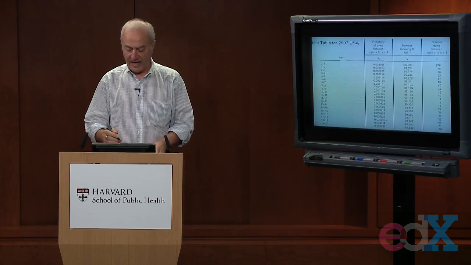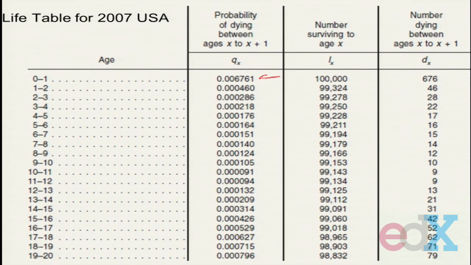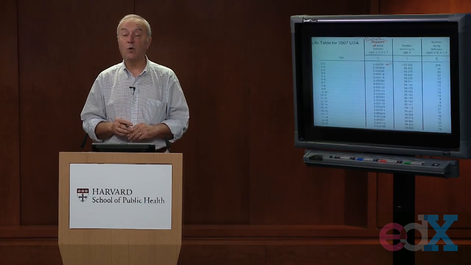Okay? And that is this number here. Now, they've stated it as probability. Forget about probability for the moment, because we'll come to that shortly. Let's just call it proportion. If you call this proportion, you'll see later that proportions and probability are roughly the same thing. So the proportion dying in the first year of life is 0.006761. And that we get from the people born in 2007.